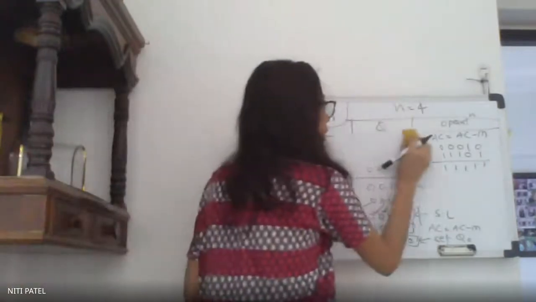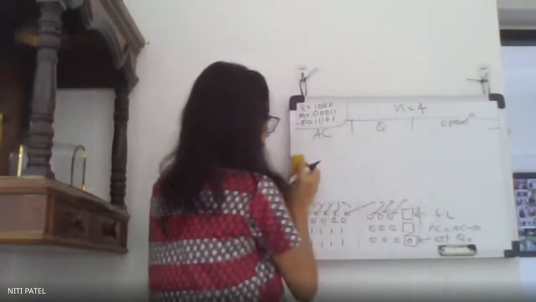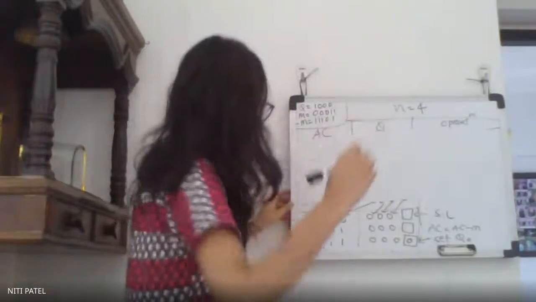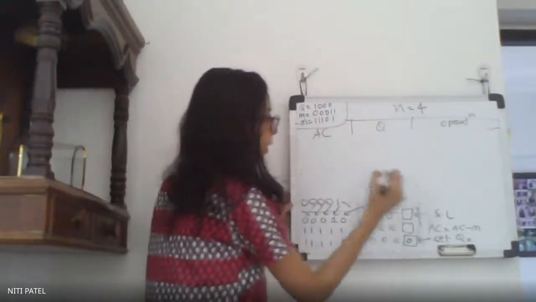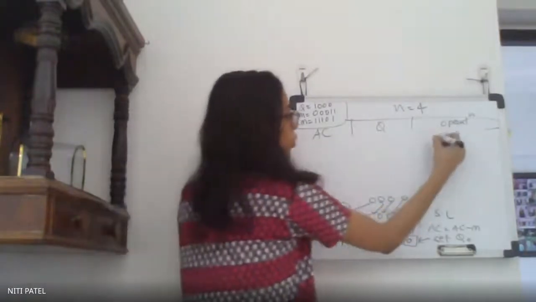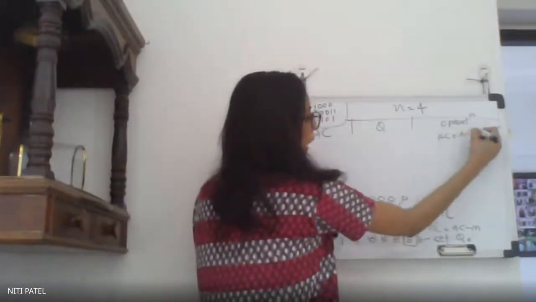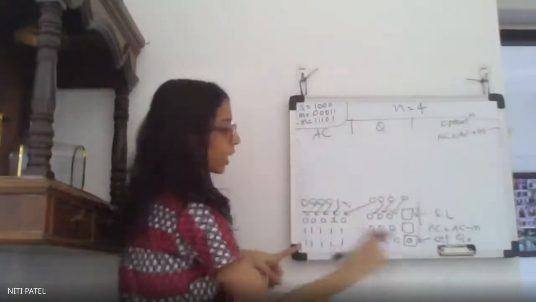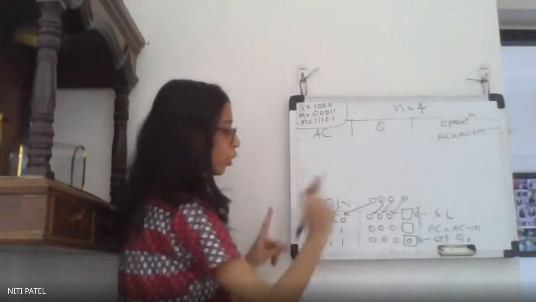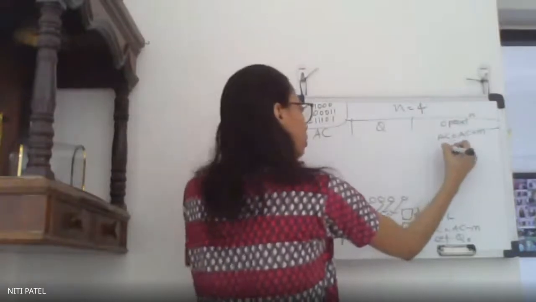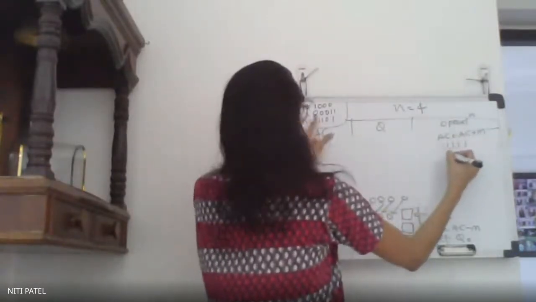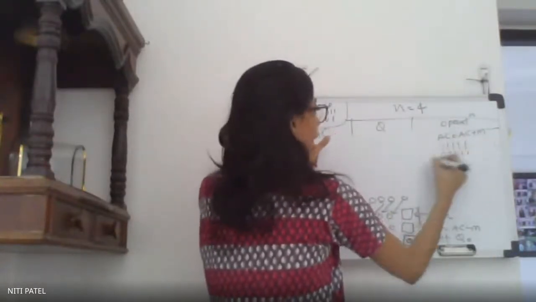After this, I perform AC is equal to AC plus M. Why do I have to do this plus M? Because 1 has changed to 0. If at all 0 has changed to 1, I will not do this. Okay. So what is my AC? 1, 2, 3, 4, 5. What is my M? 0, 0, 0, 1, 1.